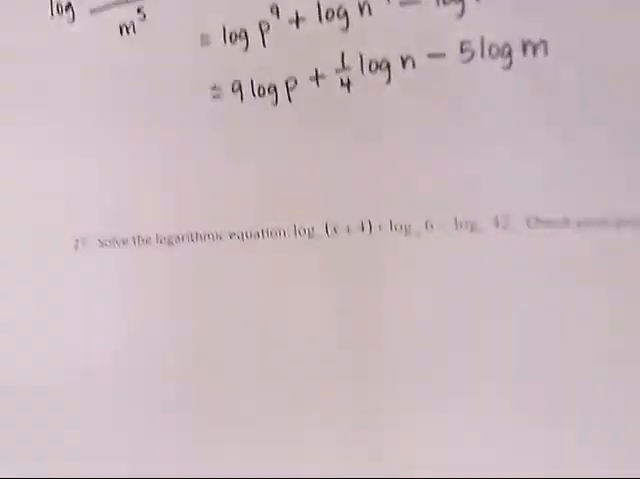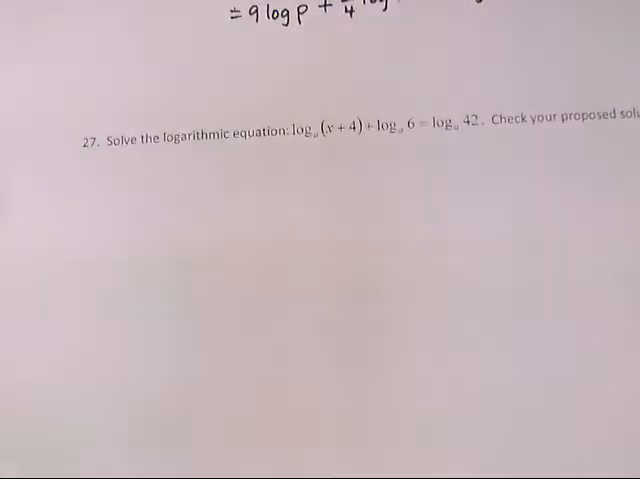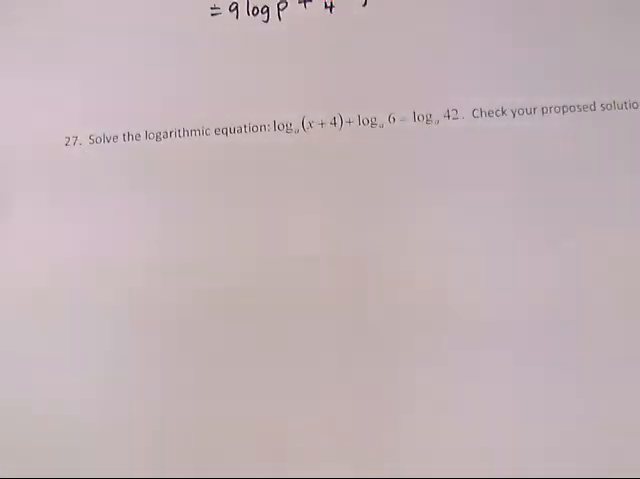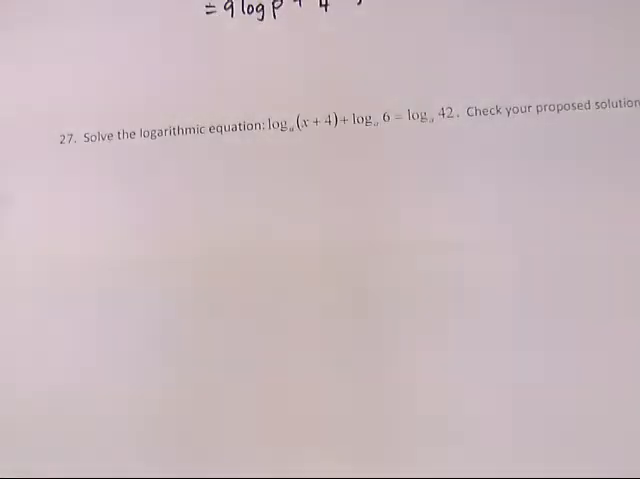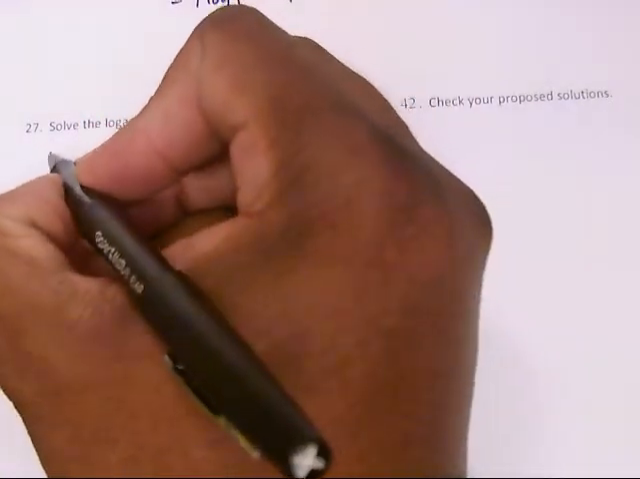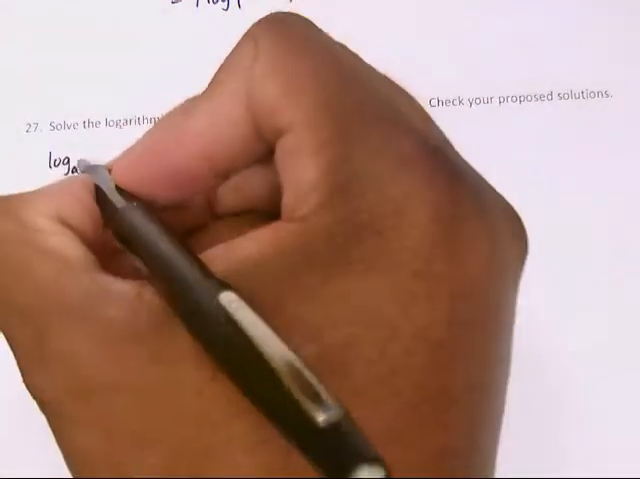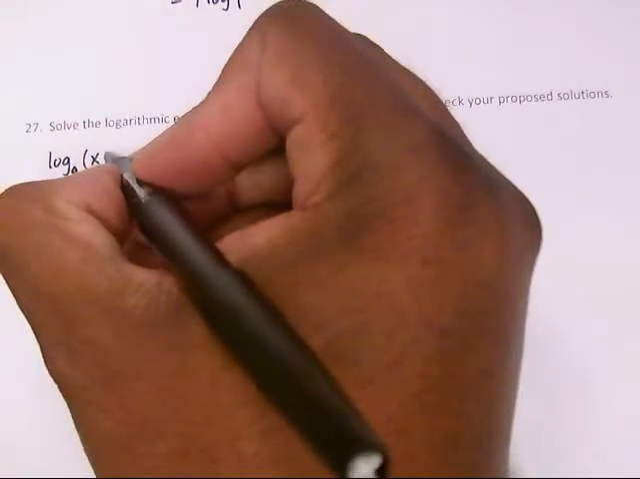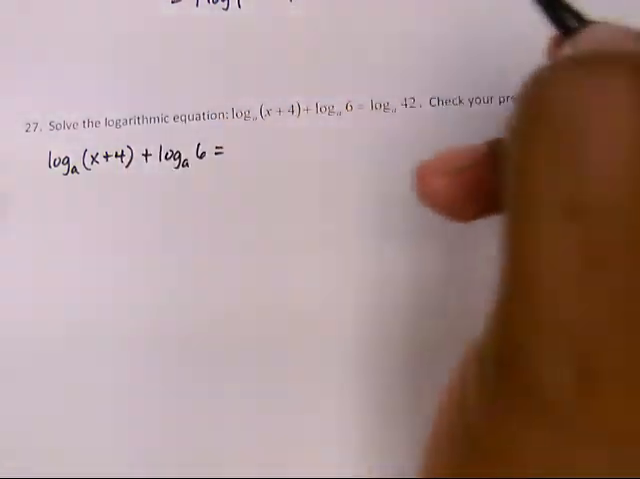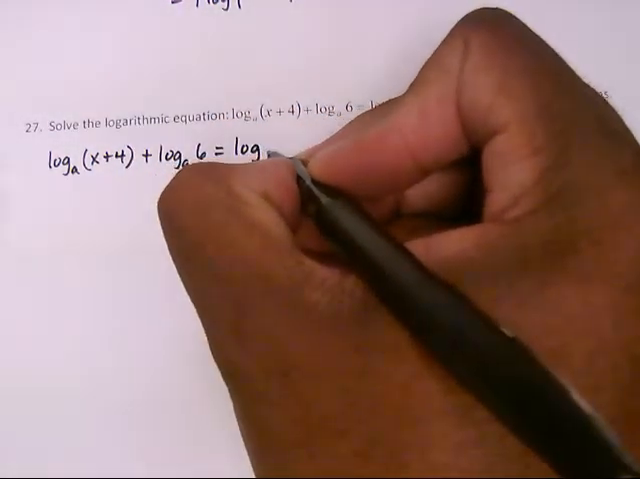Alright, number 27. Solve the logarithmic equation of log to the base a of x plus 4 plus log to the base a of 6 equaling log to the base a of 42. And you're to check your proposed solutions here. I'm just rewriting the equation.